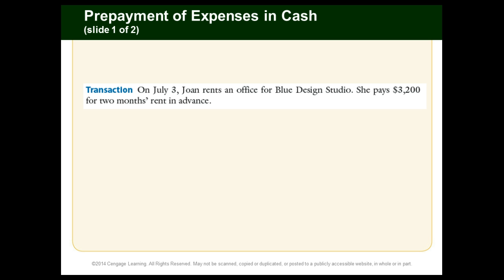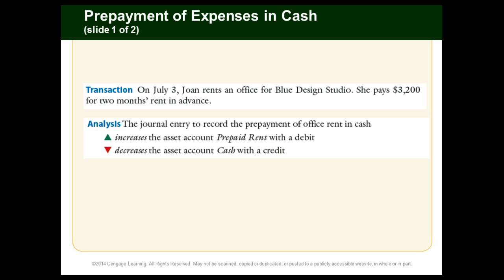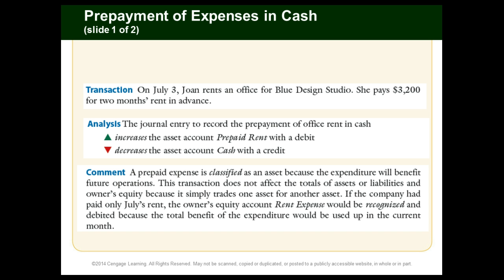Now, on July 3rd, Joan rents an office for Blue Design Studio. She pays $3,200 for 2 months rent in advance. So what accounts are being affected here? Assets. We've got an increase in an account called prepaid rent. Okay? She paid for 2 months up front. So we're increasing an asset called prepaid rent, and we're also decreasing an asset, cash. So we're just switching our assets.